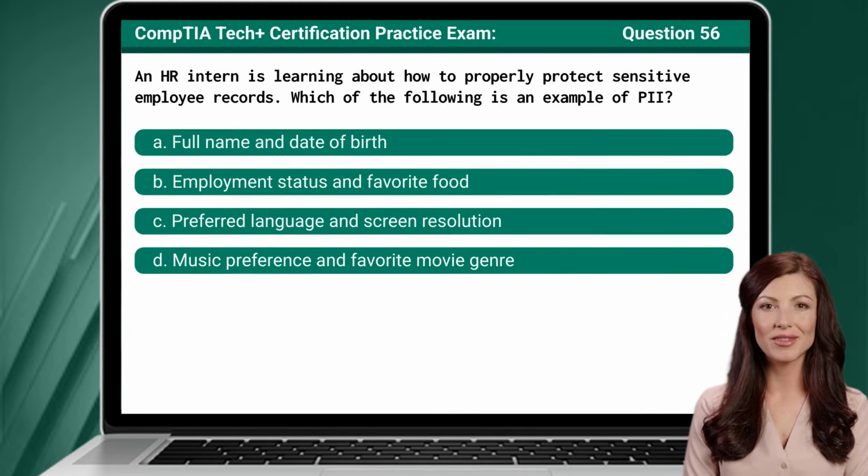Question 56. An HR intern is learning about how to properly protect sensitive employee records. Which of the following is an example of PII?